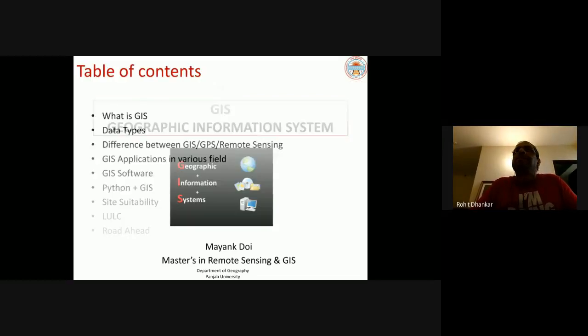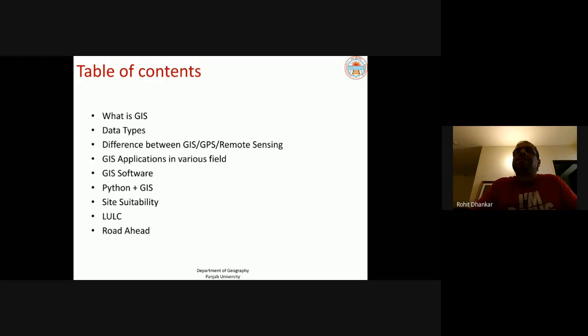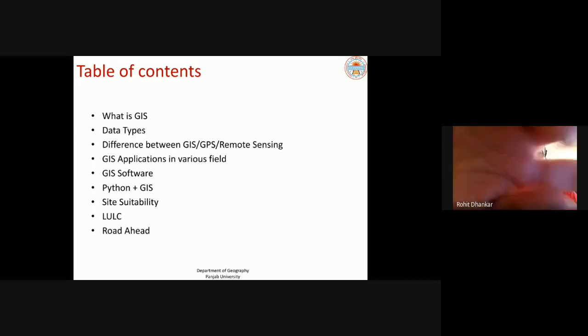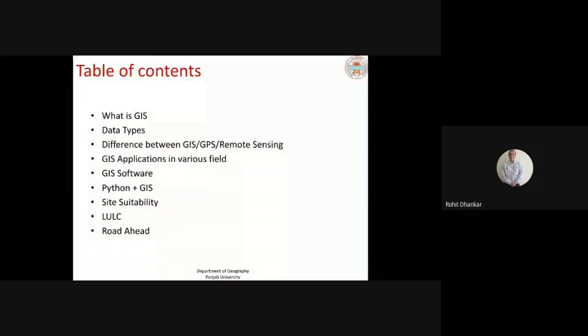So today we are going to discuss the basics of what is GIS and what data types are used. We are going to discuss in one single definition the difference between GIS, GPS and remote sensing. We are also going to discuss the application of GIS in various fields, various software in the market right now, and a little bit of how Python and GIS go in flow. And I'm going to tell you about the project I did on site suitability and land use land cover analysis. And then we are going to discuss the future.